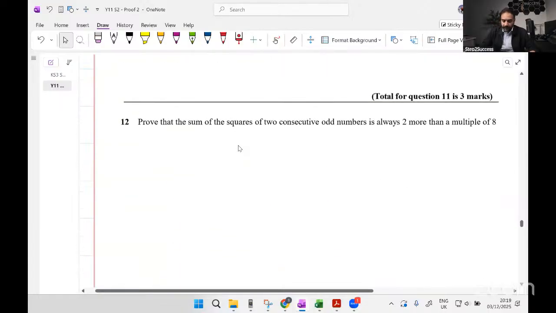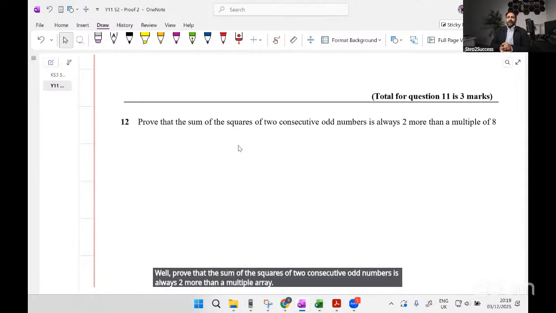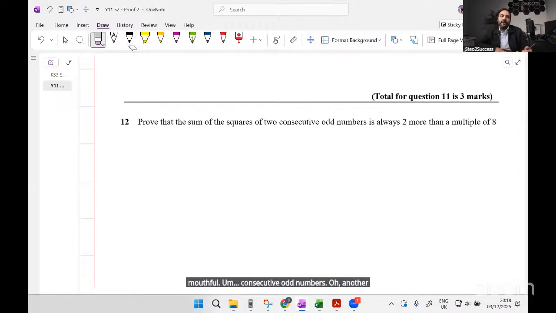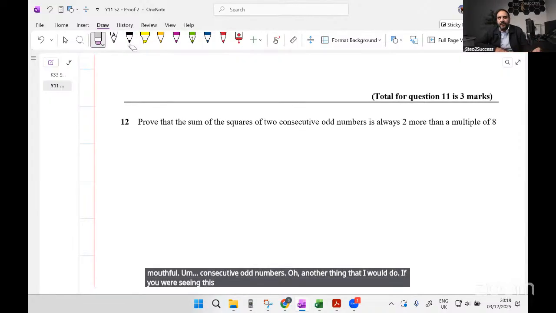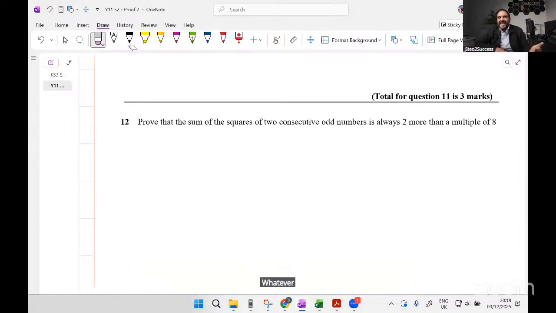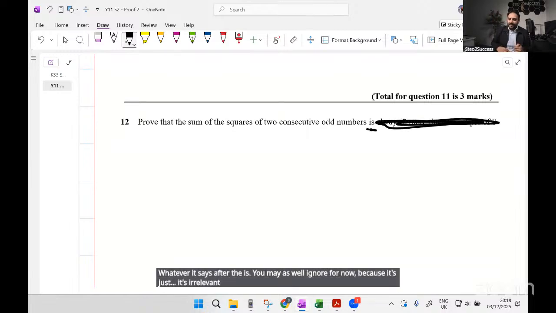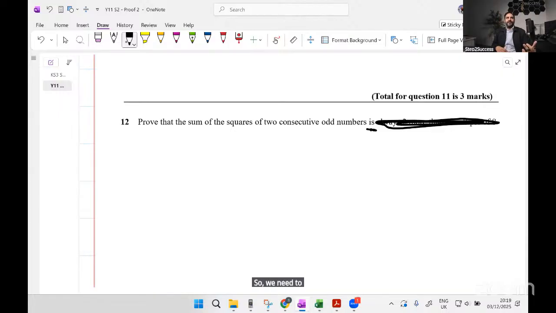12. Prove that the sum of the squares of two consecutive odd numbers is always 2 more than a multiple of 8. A mouthful. Consecutive odd numbers. Oh, another thing that I would do if you were seeing this kind of question. Whatever it says after the "is", you may as well ignore for now because it's irrelevant until the end, as I've just showed. So we need to prove that the sum of the squares of two consecutive odd numbers, firstly.